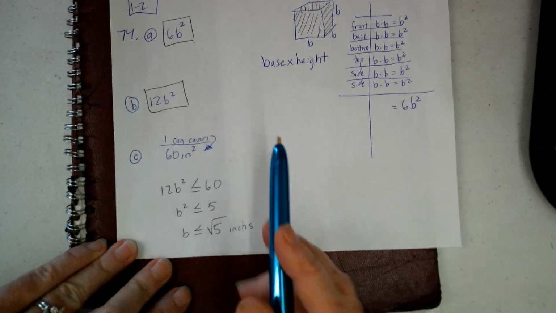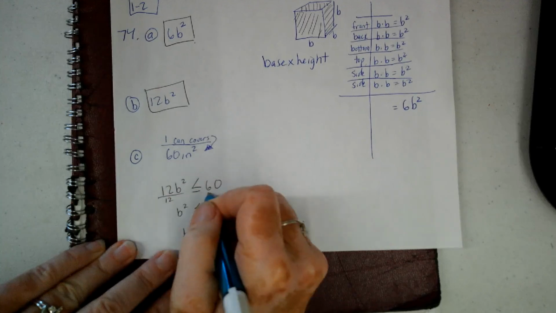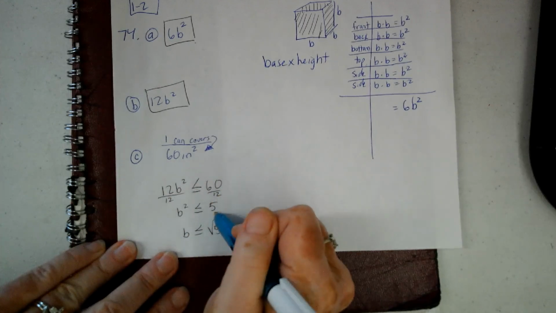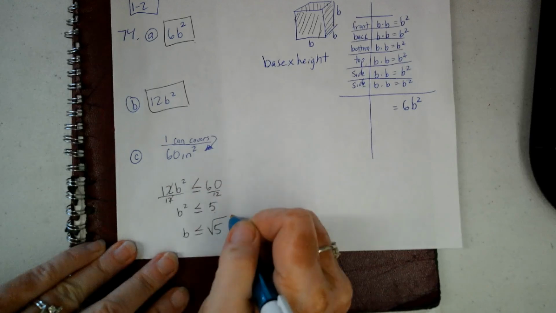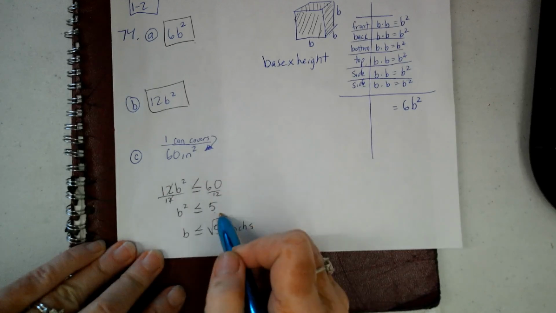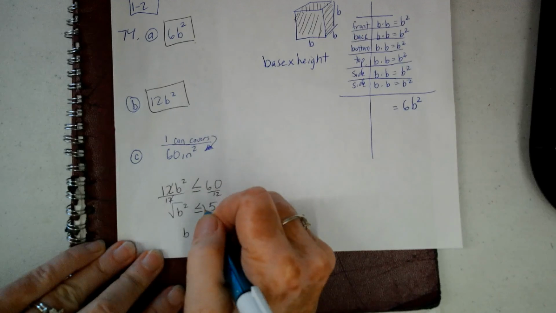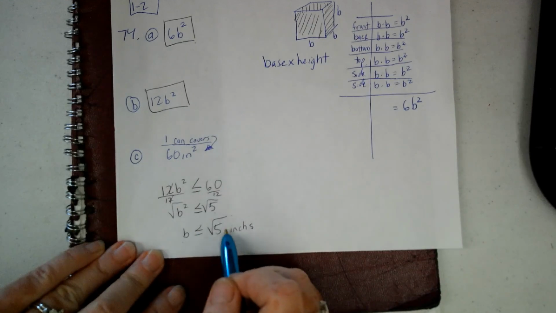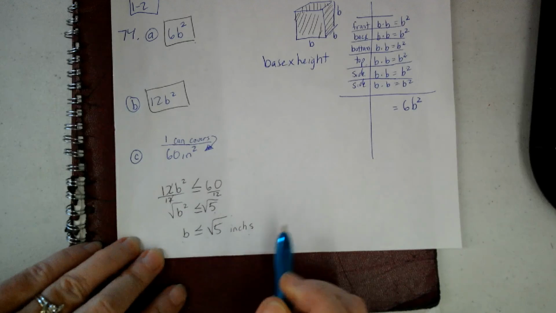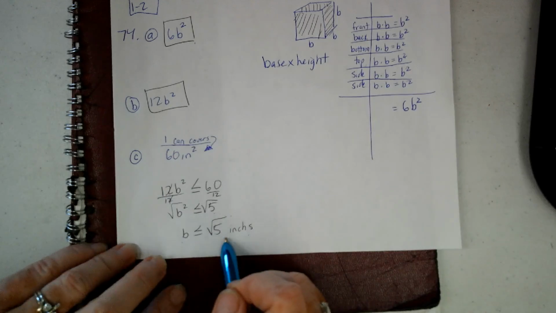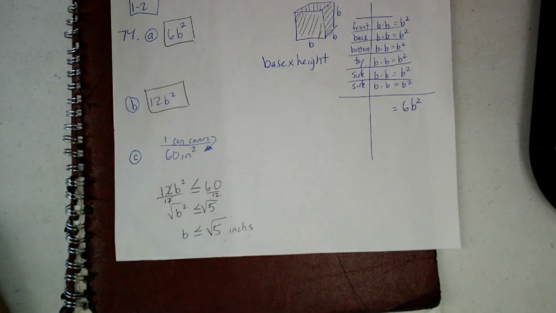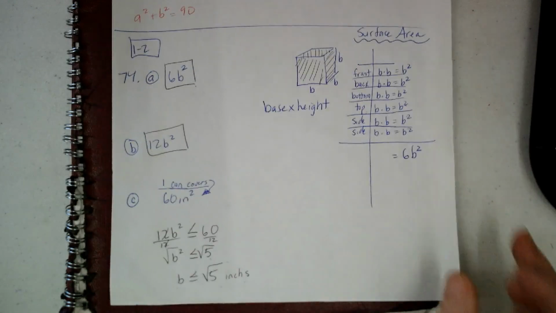So I solve it by dividing both sides by 12. 60 divided by 12 is 5, and that cancels out. And then that's what b squared is, but I need to square root both sides. And so b ends up being less than or equal to square root 5 inches. I don't have my calculator with me. The square root of 4 is 2, and the square root of 9 is 3, so it's probably 2 point something. You can put that in your calculator if you want. Hope that helped.